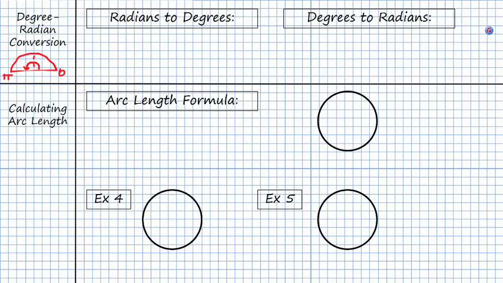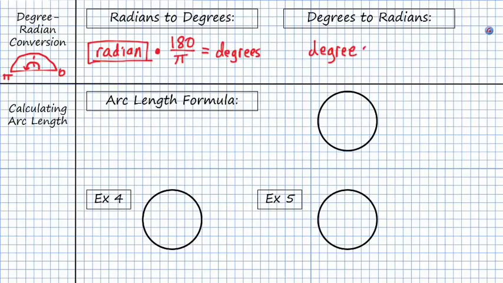To convert from radians to degrees, if you're given some radian, so this is your current number, you multiply by 180 over pi, and that will give you degrees. Likewise, if we're going from degrees to radians and we're starting with a degree, we multiply by pi over 180, and that will give me radians.